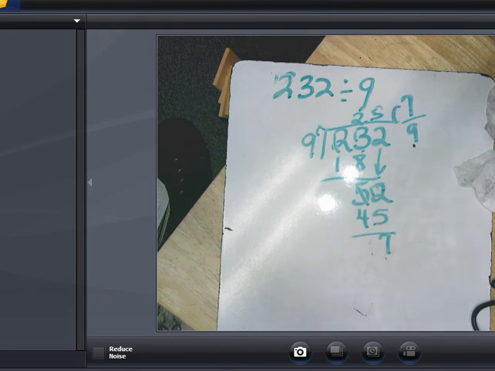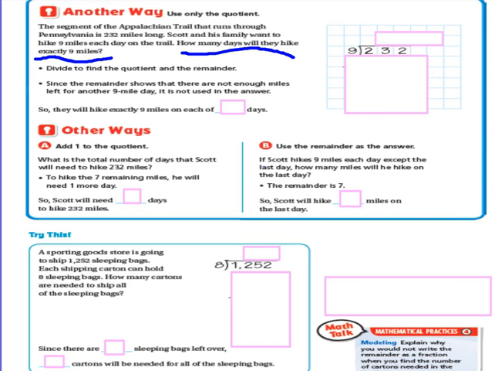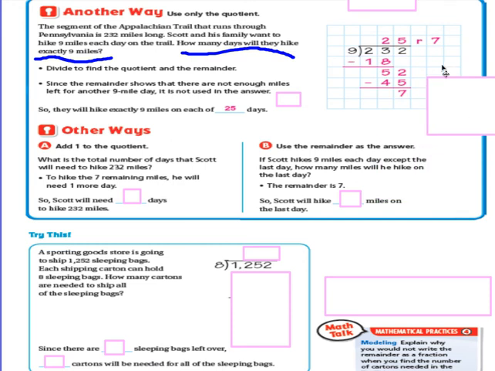But when I go back to my worksheet, it just wanted to know, first of all, how many days they will be hiking exactly. And the answer is 25, because they're not asking you how much is going to be left over. So to hike the 7 remaining miles, he will need to add 1 more day. So then it would be 26 days, because they'd have to add that to go those 7 extra miles.